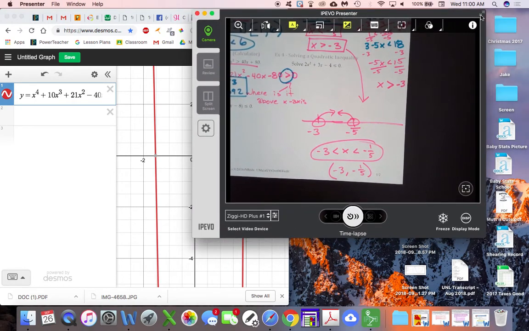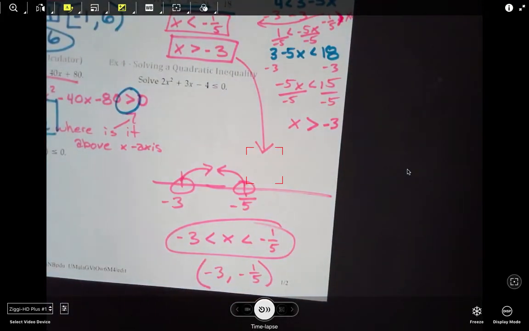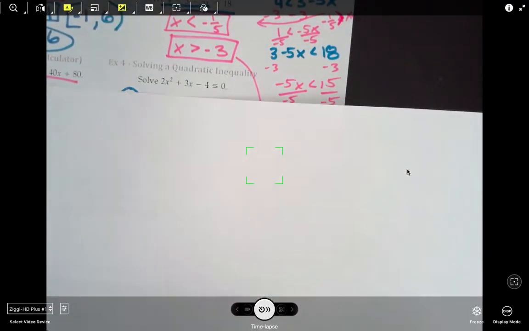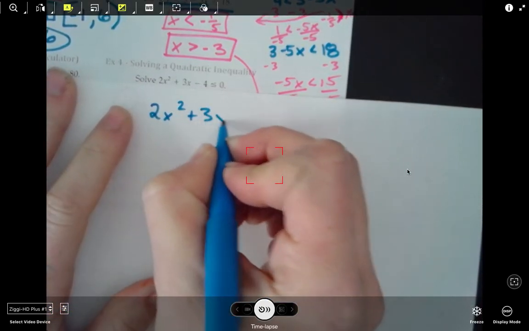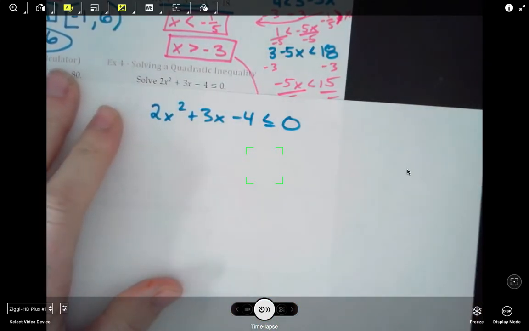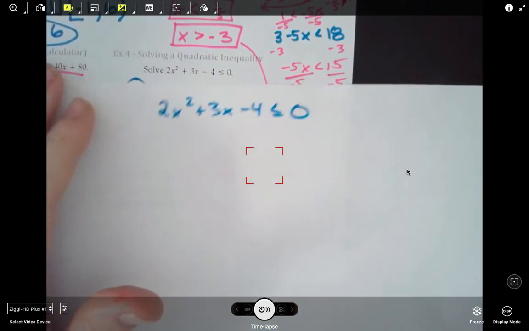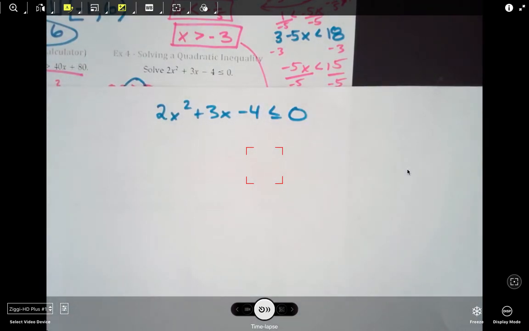Okay. All right, since I've yucked my entire paper up here, I'm going to get on a new sheet of paper. So we're going to do this one. 2x squared plus 3x minus 4 is less than or equal to 0. This is a quadratic inequality. Can I do this by factoring? 2 and negative 4 is negative 8. Can I multiply to get negative 8, but when I add them, give me 3? Like to use the factor by grouping method? I don't know if I can.